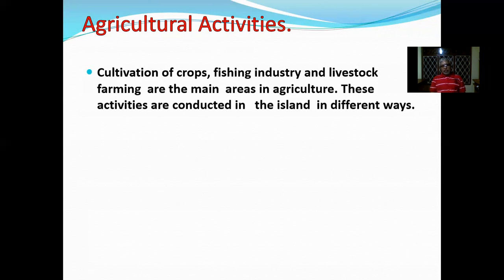Then you find that agriculture can be divided into three parts. What are they? You read with me. Cultivation of crops, Bogavagam, fishing industry, Divar Karamante, Natam Masun Nalim, and livestock farming, Satun Nathikiriya. You know that people keep animals and birds for various uses, for various benefits. All these three areas come under agriculture. Then you know that these agricultural activities are conducted throughout the island in different ways.